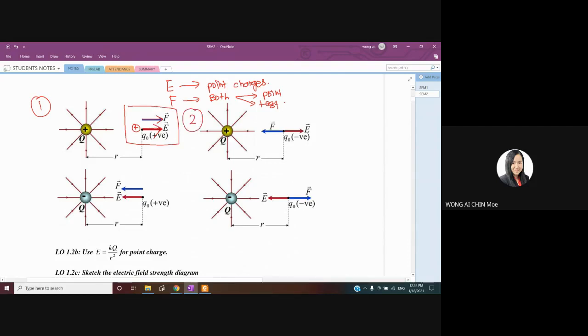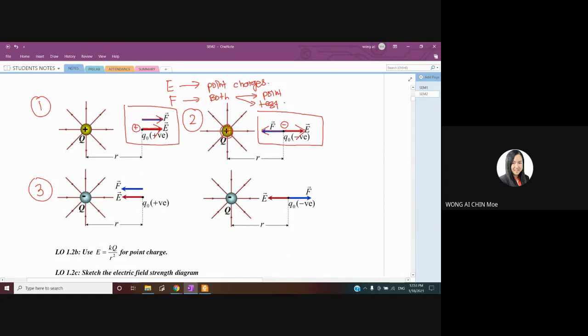Second diagram. The point charge is positive, so the electric field line will also go outward, because we only refer to the point charge. For the electric force, if the test charge is negative, so positive and negative, it will attract into the point charge. So this is the diagram for a negative test charge.